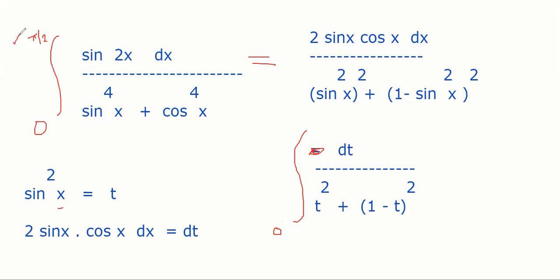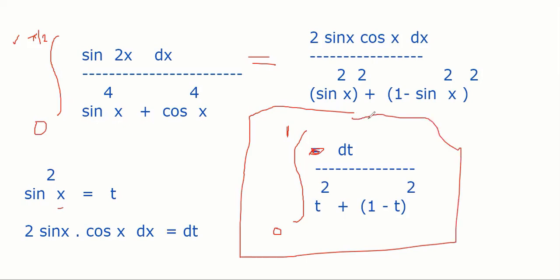What will be the upper limit? Upper limit is 1. Explain to everyone why it is 1. Because we put x equal to pi by 2, sin pi by 2 is 1, so 1 square is 1, so t equal to 1. So our question becomes this only now: integral from 0 to 1 of dt by t square plus 1 minus t whole square, which may be difficult, but let's see.